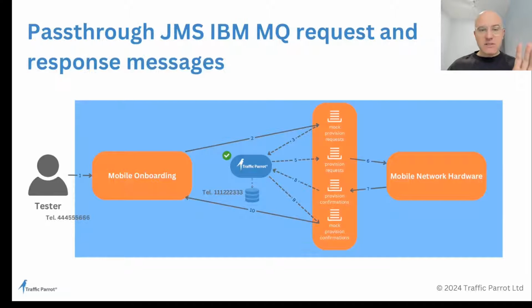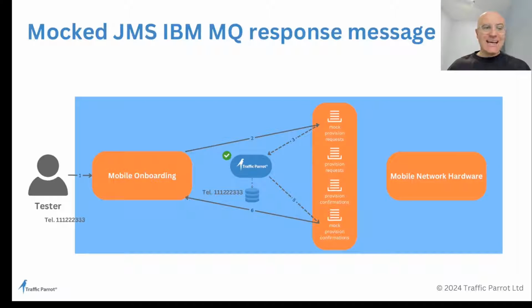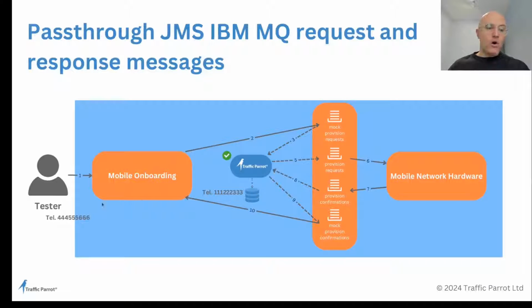These two diagrams show us how Traffic Parrot is configured to work simultaneously in a pass-through mode and a mocked mode, okay? Depending on the data you send to the mobile onboarding microservice, whether the data is mocked in Traffic Parrot, like the number 111-222-333, or the mobile number 444-555-666, which is not mocked in Traffic Parrot, will result in different processing. Sometimes the mock data will be returned, sometimes the pass-through will happen to the real mobile network hardware backend.